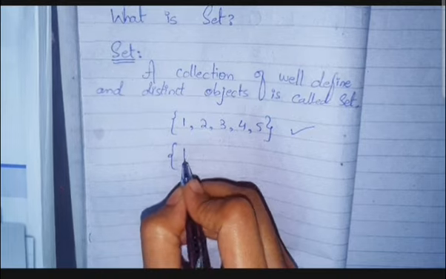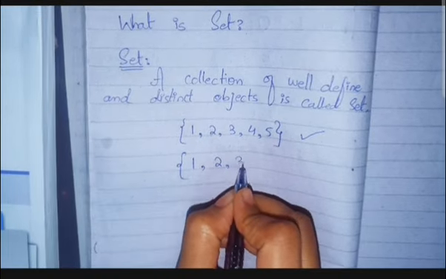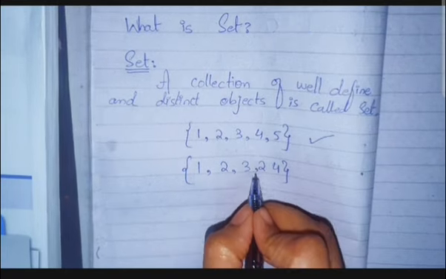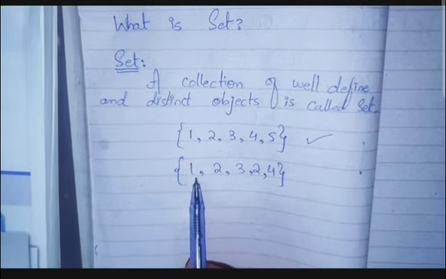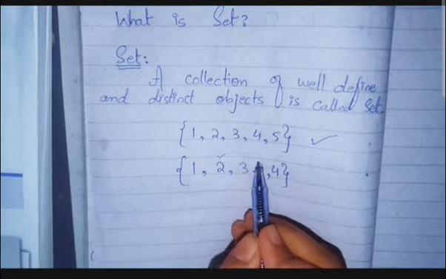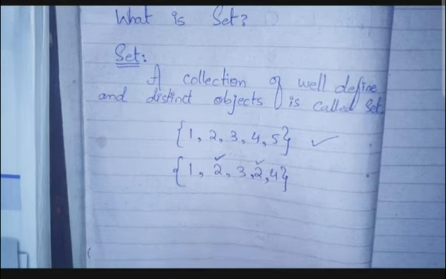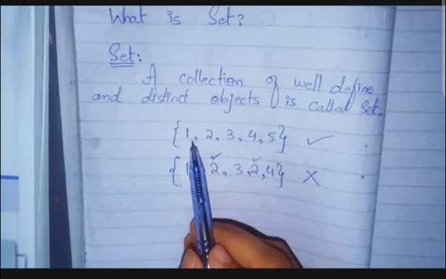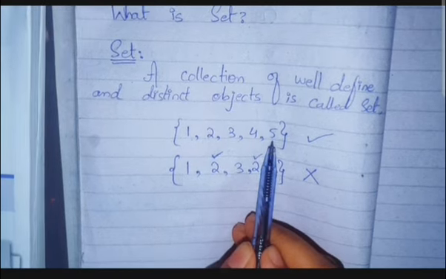अब मैं एक और सेट बनाऊंगी: 1 2 3 2 4. So this is not distinct. These are well defined, but they are not distinct because 2 is used 2 times. So this is not a distinct set, so this is not a set. A set is a collection of well-defined and distinct objects.